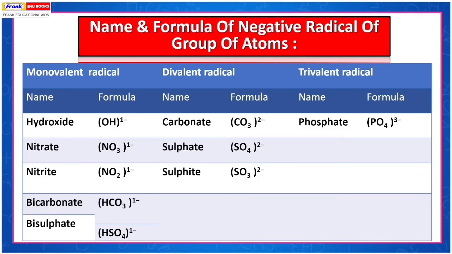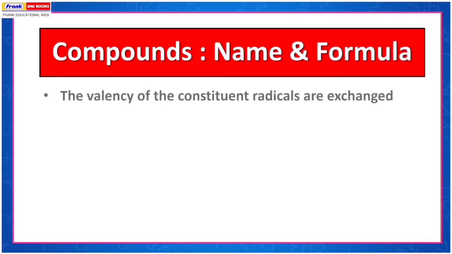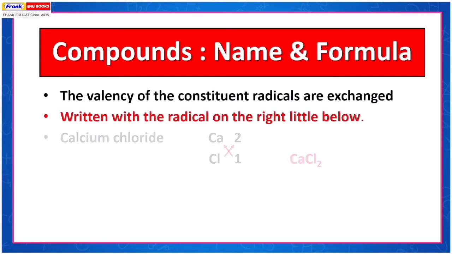Compounds, their names and formulas. The valencies of the constituent radicals are exchanged and written with the radical on the right, a little below. Calcium chloride: the valency of calcium is 2 and the valency of chloride is 1. Thus, after the exchange, the formula we get is CaCl2.